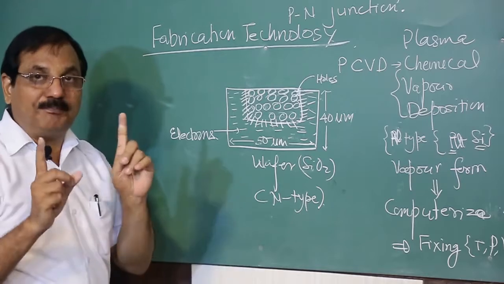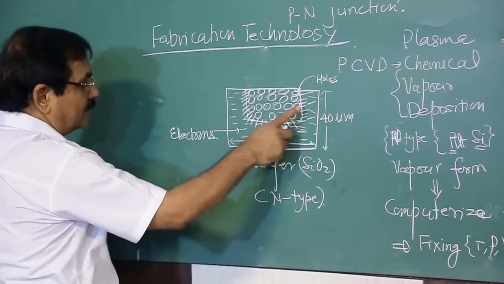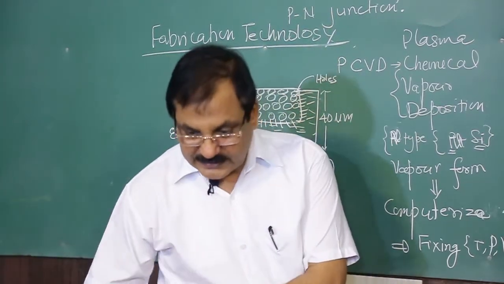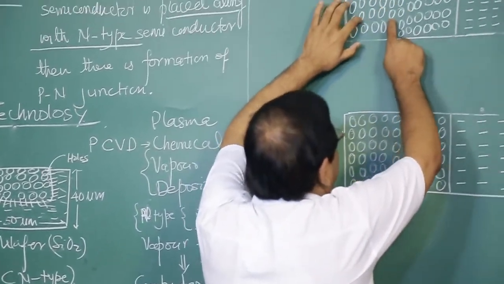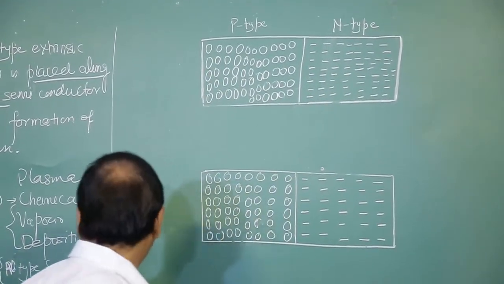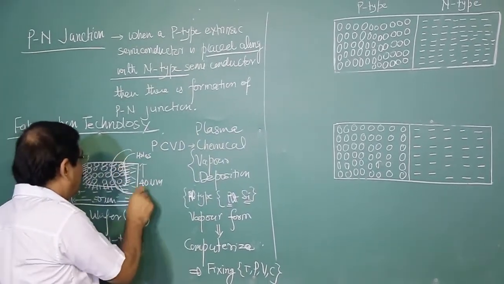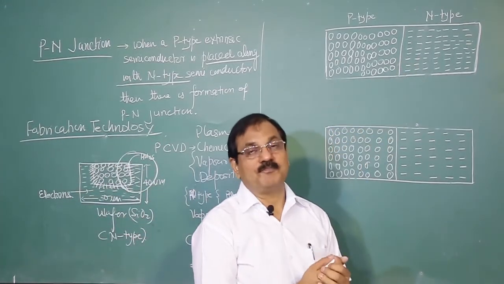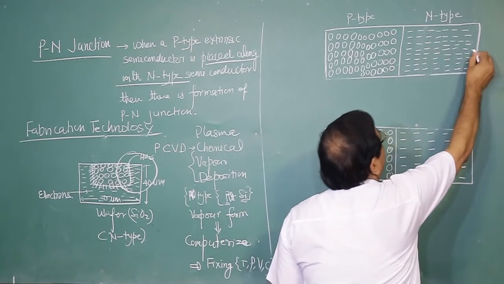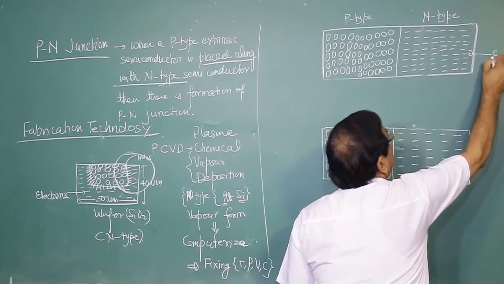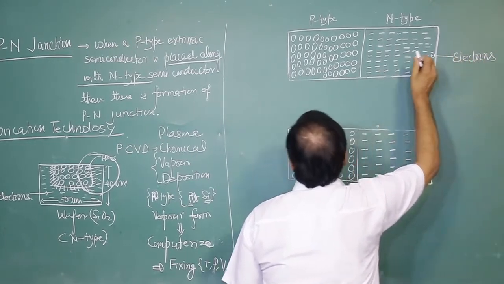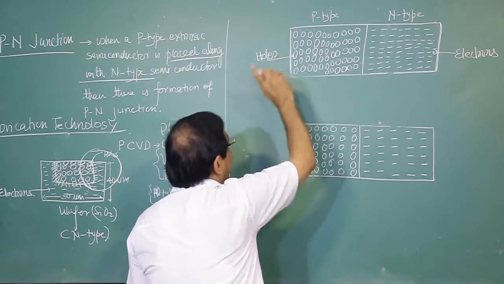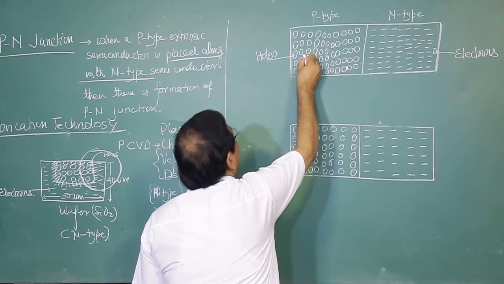Now, in order to simplify this concept, we are taking this one as p type and this as n type. This can be taken as a small portion. This is p and this is n. In this small portion, this part has electrons as the majority charge carrier. Here it is holes as the majority charge carrier in p type, but there are electrons as well.